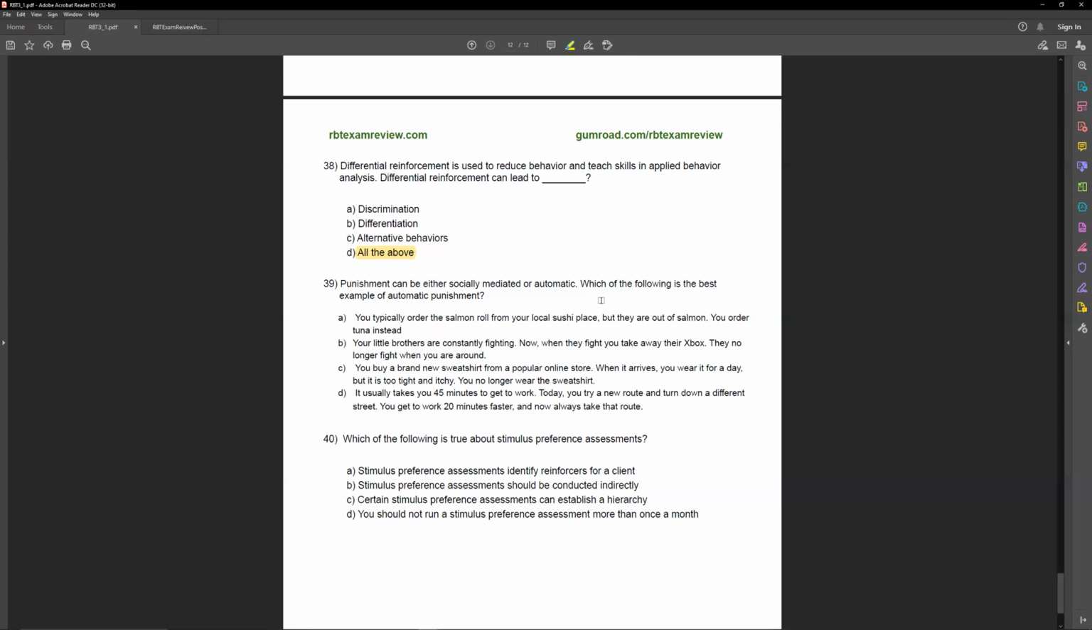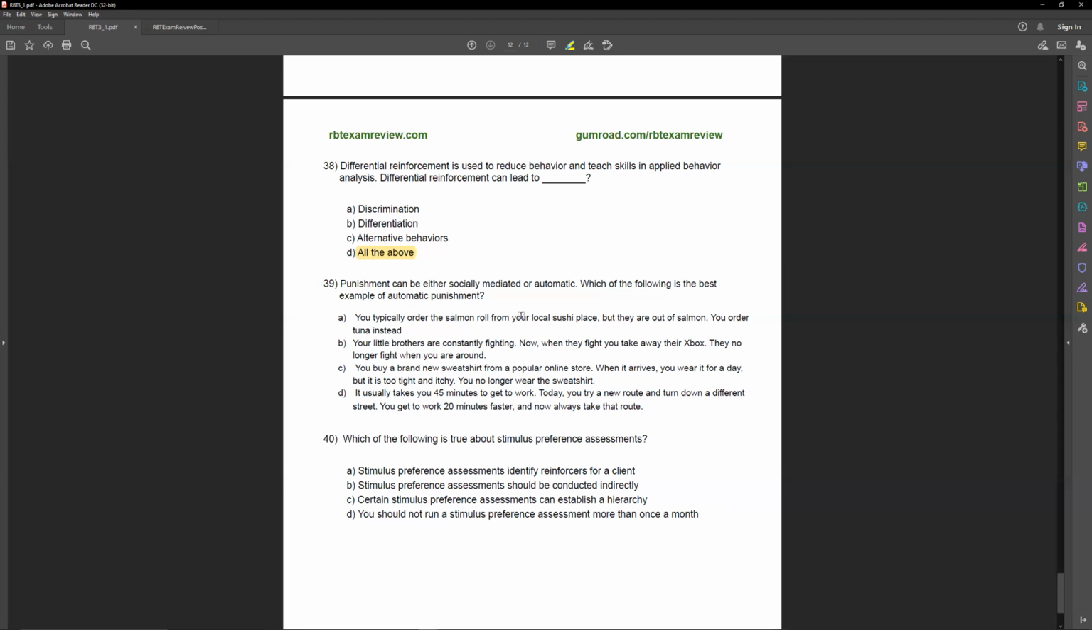So we know what we're looking for. We need something that's decreasing behavior, which is automatic. A, you typically order the salmon roll from your local sushi place, but they are out of salmon. You order tuna instead. Okay, regardless of whether this is punishment or reinforcement, it's not automatic, okay, because it's socially mediated, right? You're at a restaurant, there's other people involved. A is out.